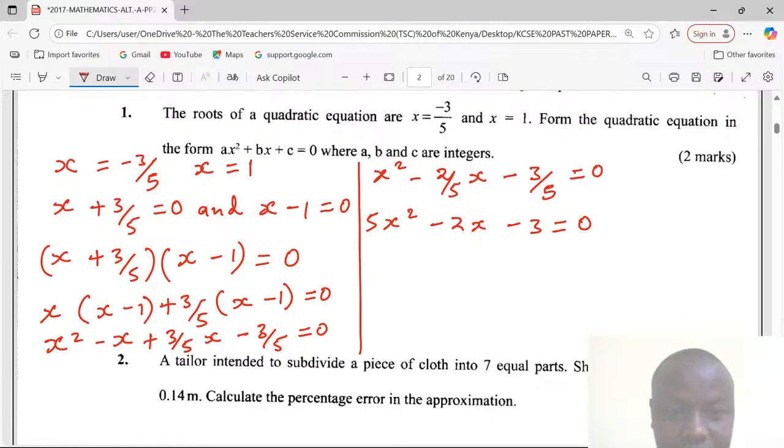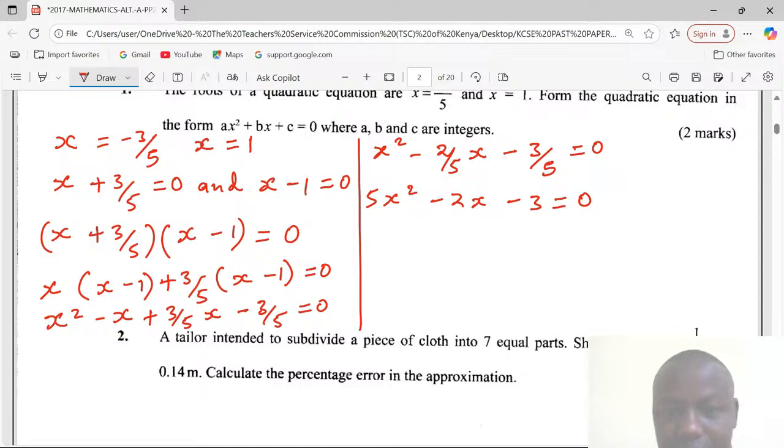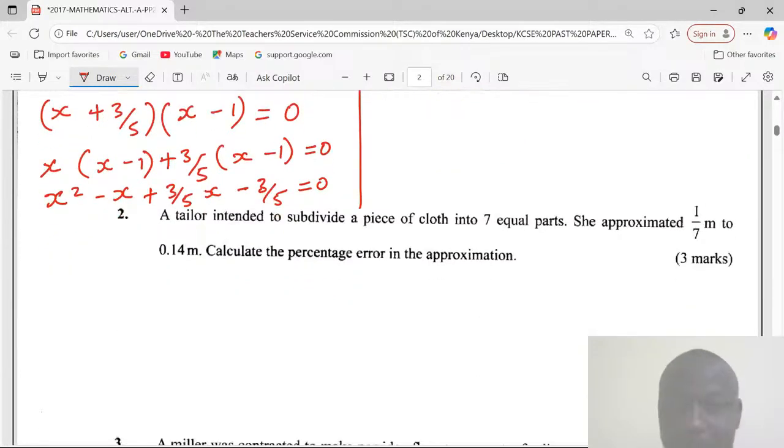We check number 2 now, which is a question on errors and approximations.